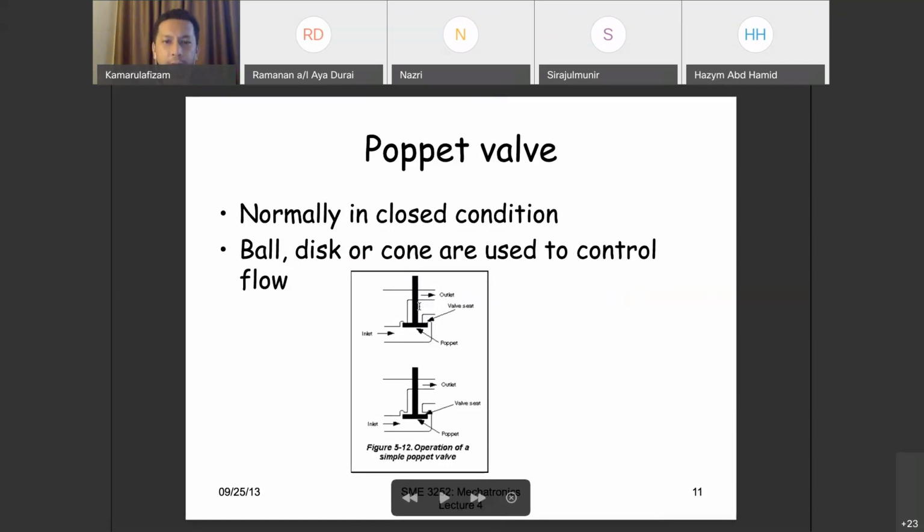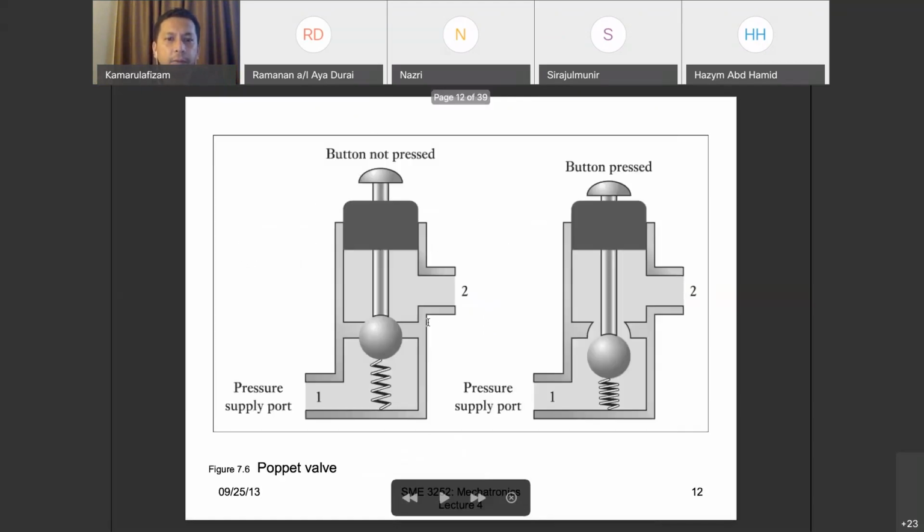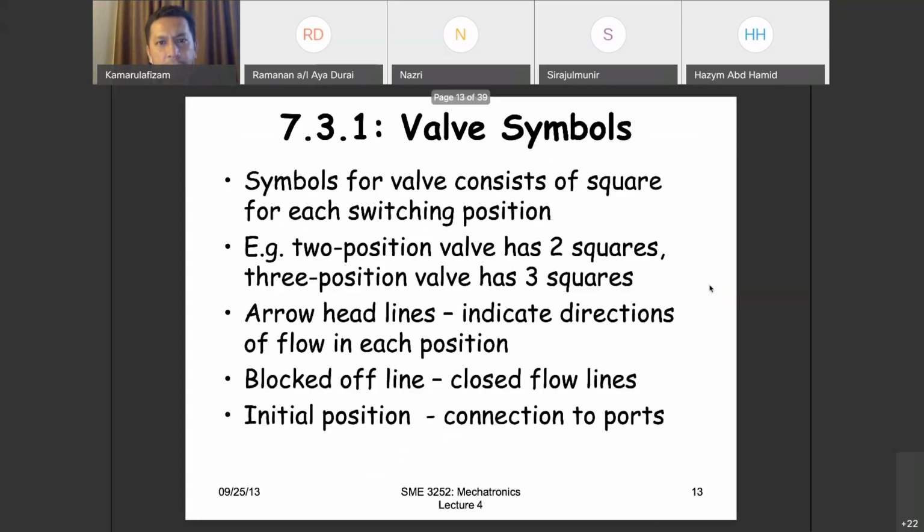So bila kita pusing tu, basically kita akan buat opening kat sini. So dia lebih kurang macam tu. Okay. In this design, dia spring loaded. Bila kita tak tekan dia tutup. Valve tu bila kita tekan dia akan buka dan ada air flow, ada fluid flow lah. Okay, this is Poppet valve.